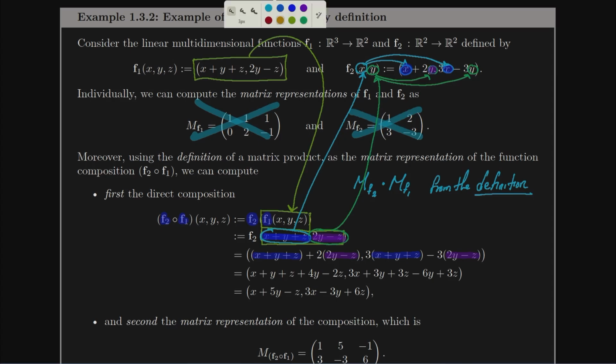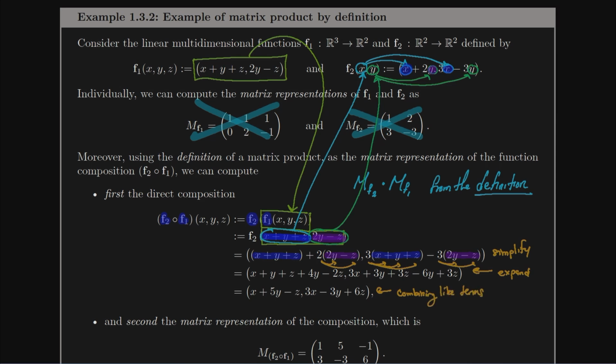and then I'm going to go ahead and simplify. I'm simply going to expand all of these multiplications, and then I'm going to combine my like terms. So there's me expanding, and then here's me combining like terms. What we end up with is a function that maps x, y, and z to x plus 5y minus z, 3x minus 3y plus 6z.